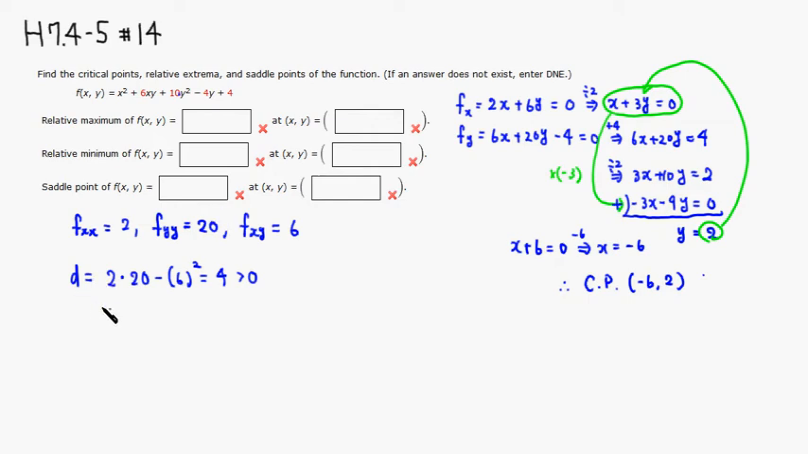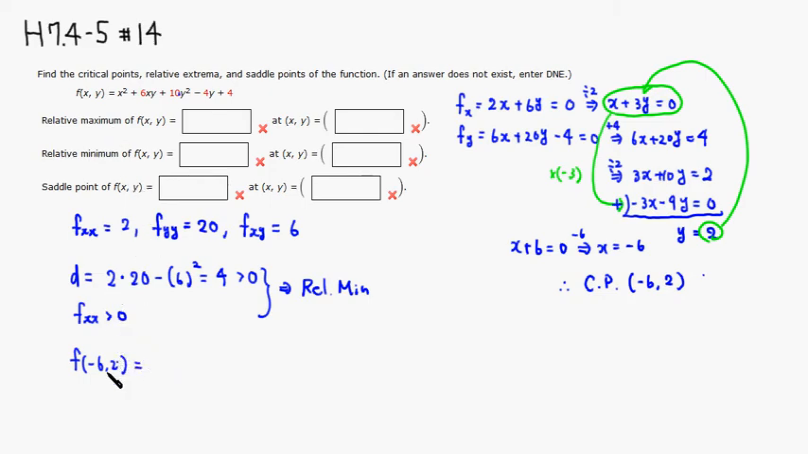We can look at the second partial with respect to x. This happens to be positive. This means you have a cup shape facing upward, so it's going to be a relative min. The relative minimum value, we just have to plug in the value. So let's find f of negative 6, 2.